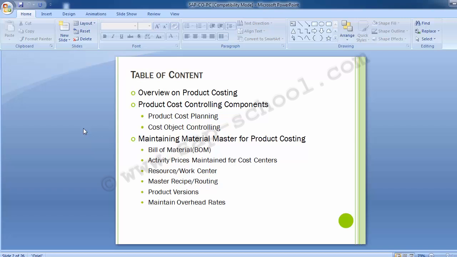So we'll be covering only the overview on product costing, what it is all about, what are the different components, how it works, what are the different steps within the controlling part which have to be done for product costing calculations. So moving on to the next, the first point in the table of contents, overview on product costing.